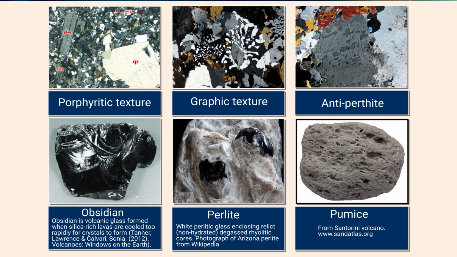Then we have the perlite. This is the white perlitic glass, which is non-hydrated and degassed, with these non-hydrated degassed rhyolitic cores. The black ones are the rhyolitic cores and these white portions are the perlite glass. Then we have the pumice, which is a volcanic scoria type of thing, usually found in explosive eruptions of rhyolite, and they are usually filled with vesicles and they are light in weight.